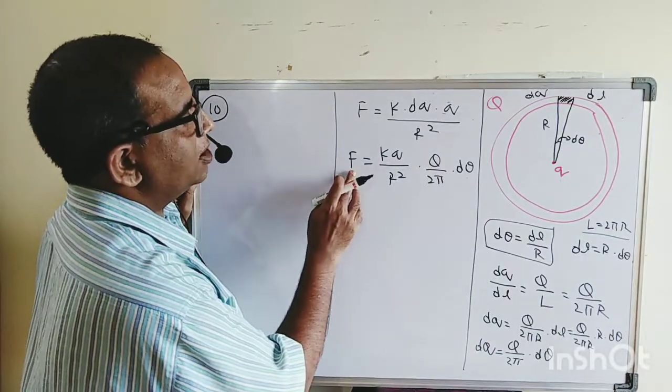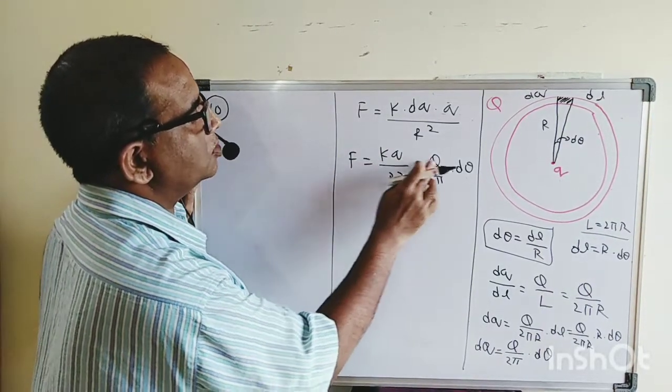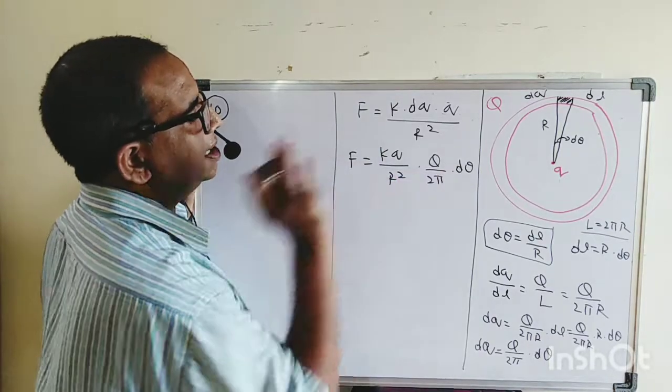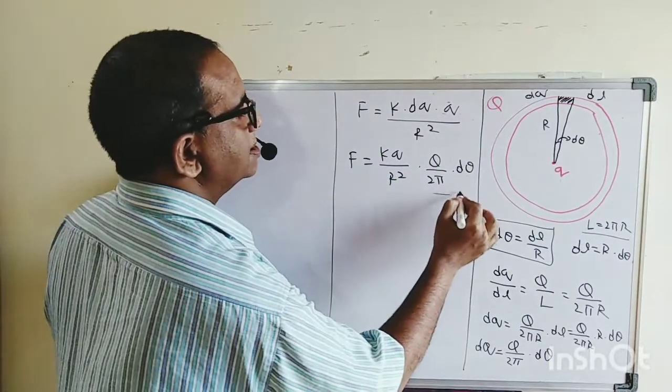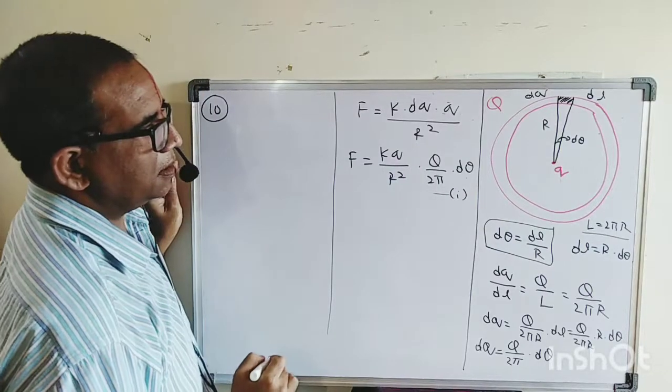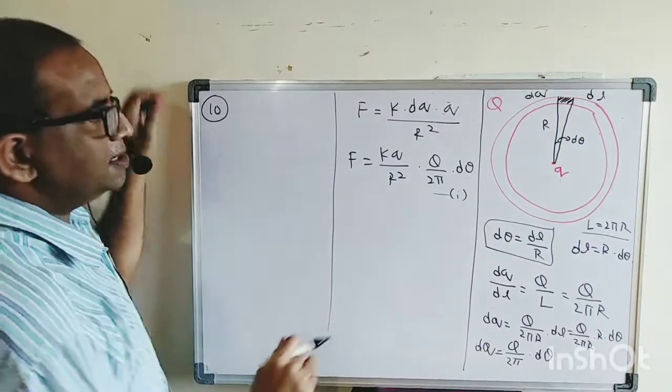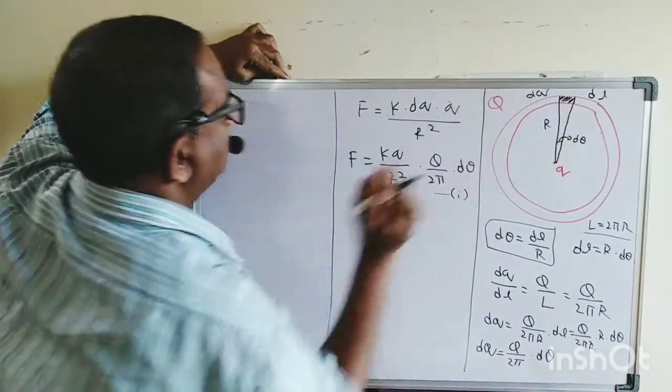Therefore, what is the force we got here? Force equal to kq by r square into 2 pi into d theta. So, this is equation number 1. Are you following? Now see, let us look at this small length.